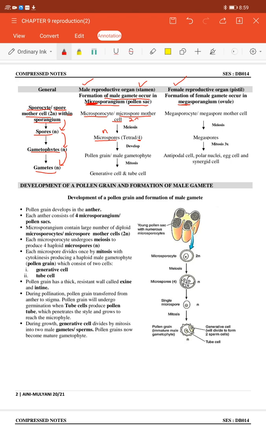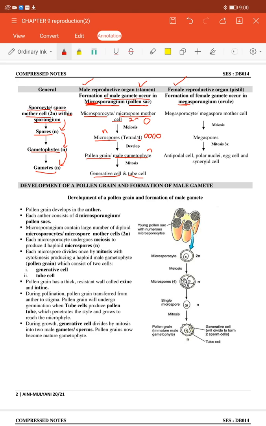When one microspore mother cell undergoes meiosis, it will produce 4 microspores, each one of them haploid, and each one will develop to become a pollen grain or a male gametophyte, which is still N. That male gametophyte will undergo mitosis to produce a generative cell and a tube cell. Each of these has its own function, which I will explain a little bit later in the video. So that is for the male.